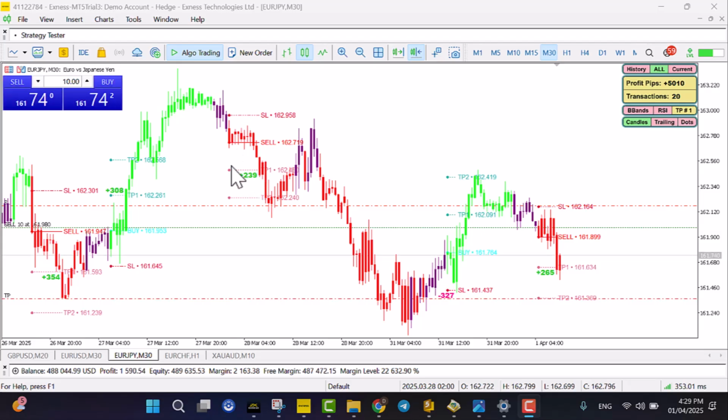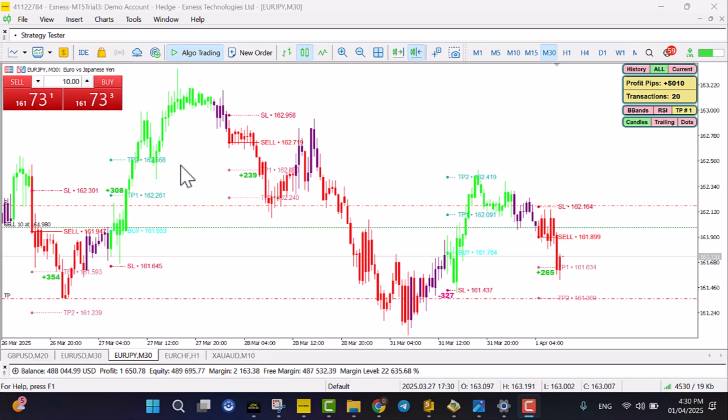So I'm not going to go into the technicalities of how the indicator is working. All you need to know is that the indicator detects the momentum and the strength of the price in one direction or the other, and it will give you a buy or sell signal. On top of this indicator, you can use the Bollinger Band, and you can use the RSI.